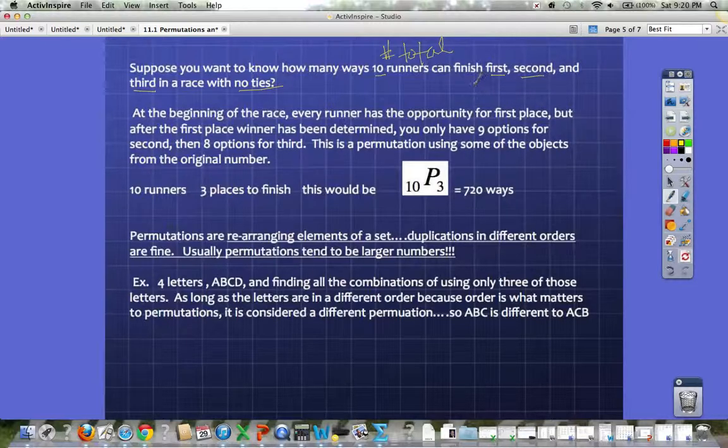So think about it. At the beginning of the race, every runner has the opportunity for first place. But after the first place person has been decided, you only have 9 options for second place. And then after that person's been decided, you only have 8 options for third. This is a permutation using some of the objects from the original number. To set this up, you have 10 runners, but you have 3 places: first, second, and third. This would be 10P3, and if you put that in your calculator, believe it or not, it'll give you the answer without doing all those calculations. Otherwise, it would be 10 times 9 times 8, which let's do that.